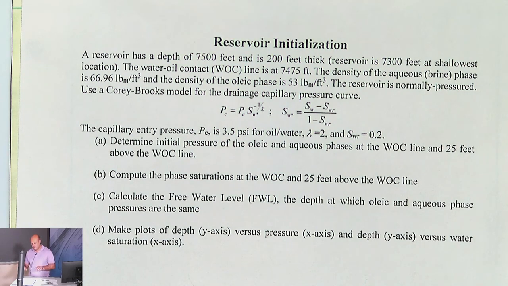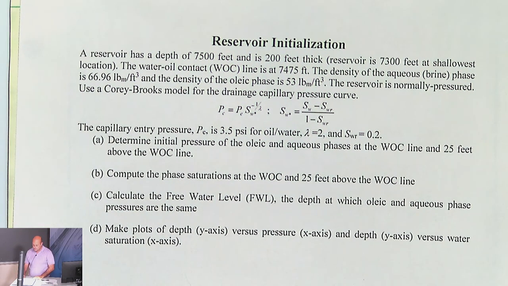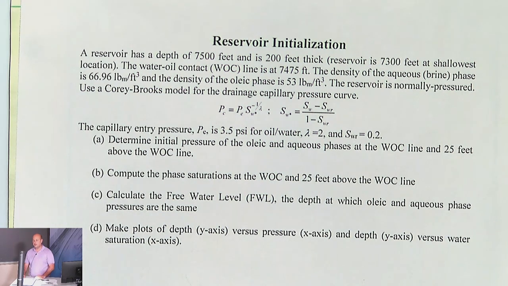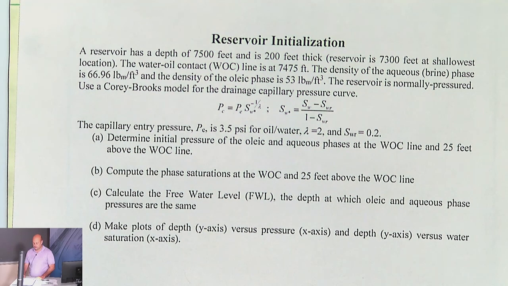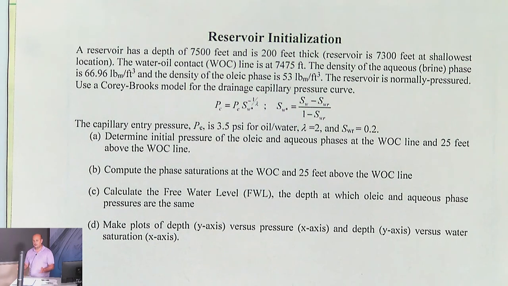The effects of gravity would be much more if it was at a dip angle, and then the most shallowest part to the deepest part would be longer than 200 feet. But the water oil contact line is 74, 75 feet, so not quite at the deepest part. The density of the brine and oleic phase are given. There is no gaseous phase in this problem. Could be gas dissolved in the oil, but no gaseous phase.